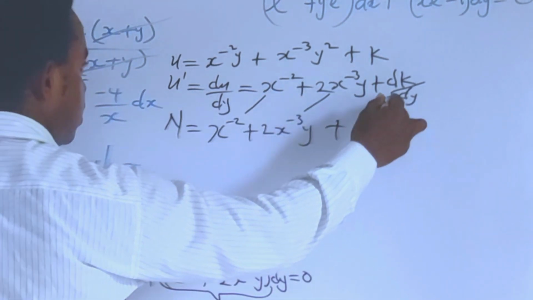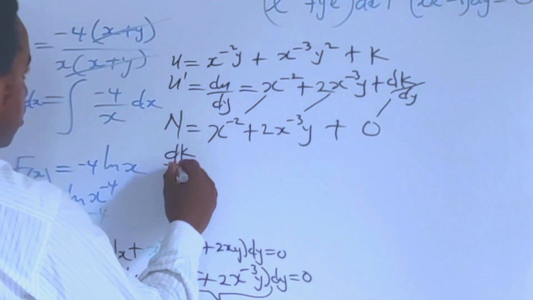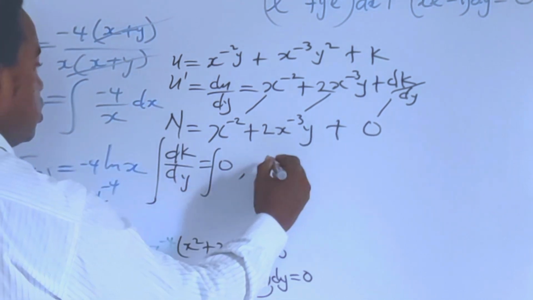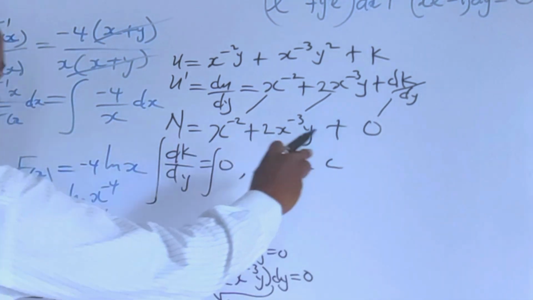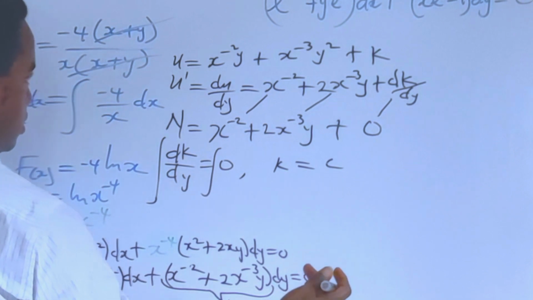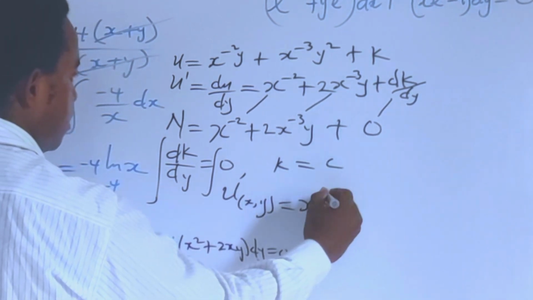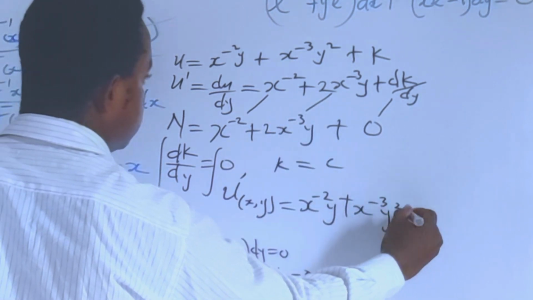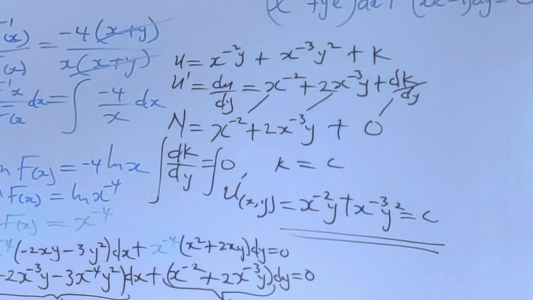Now by comparison, you see that k dy is equal to 0. I hope you agree with that. Like I said, understanding total differential is the key to understanding this. So we integrate and we obtain k is equal to c. And there we have it. The function u of x comma y, which is the general solution for the differential equation, is x raised to power negative 2y plus x raised to power negative 3 y squared equals c. And this is the solution to the differential equation.